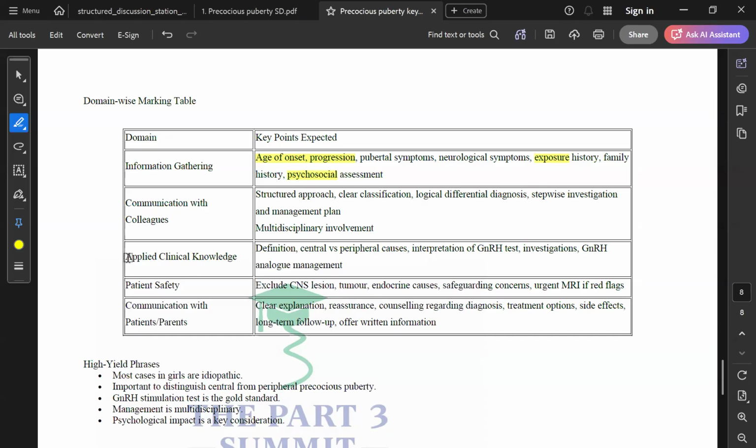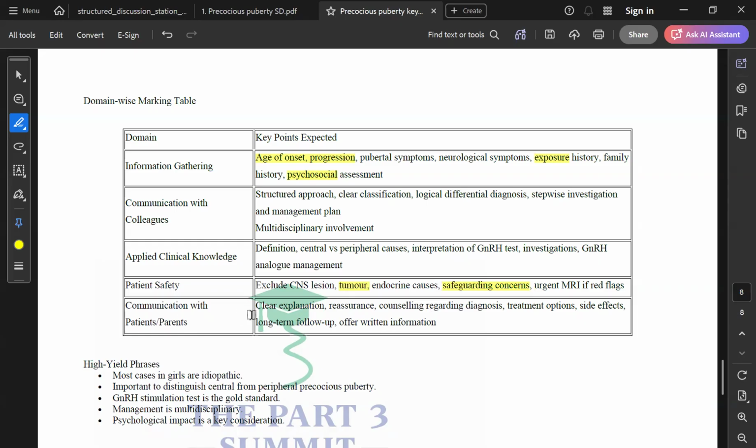Now, the applied knowledge, all of you will be scoring well here, but you need to showcase it in terms of structuring your answers. Like, I'll be treating based on the cause, and this is the treatment which is the gold standard. This is the first line investigation, right? Something like that should be mentioned. Now, patient safety, make sure you rule out any CNS lesions, and rapidity of the symptoms might indicate any tumor. Okay, and mention the safeguarding concern, right? So these are all the safety points.